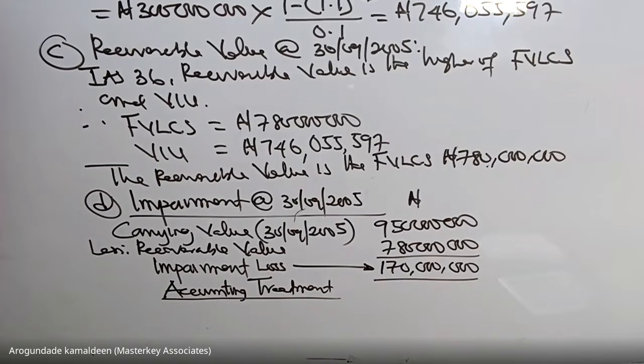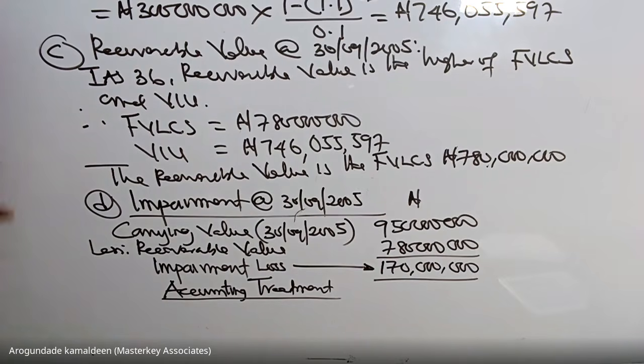The question says there is a surplus of 60 million, and 25 million of it is for the property. So we have to remove the 25 million from the 170, and the balance we send to the P&L. Okay, thank you. You are correct.